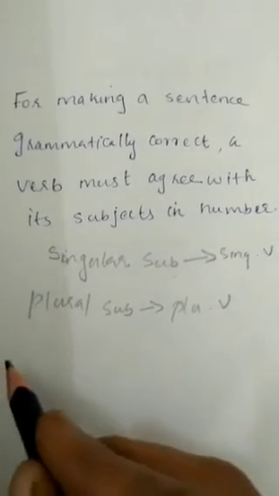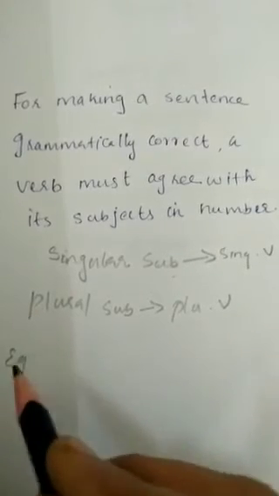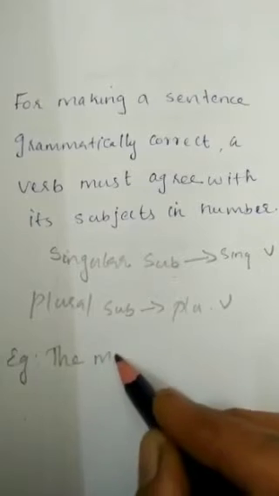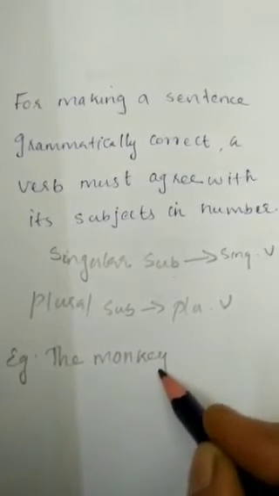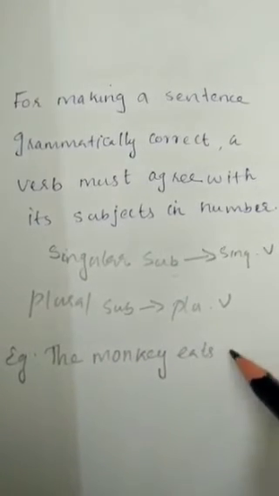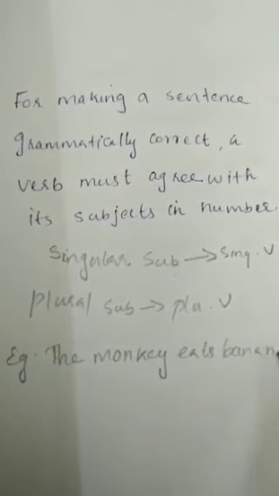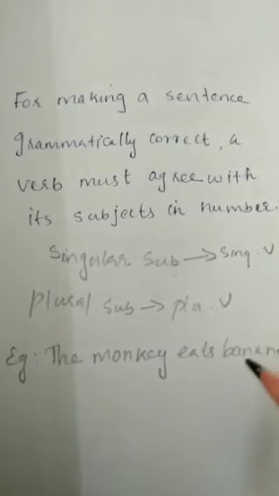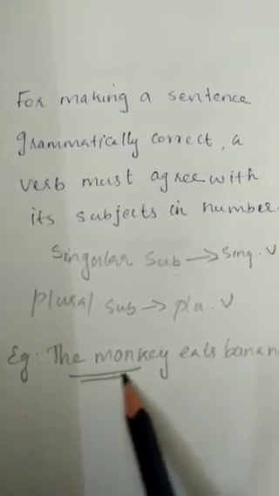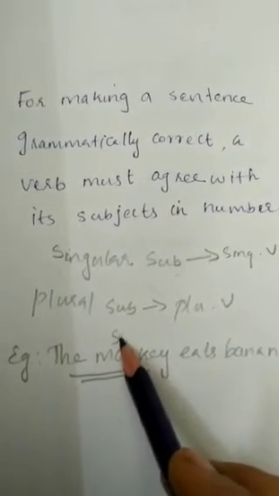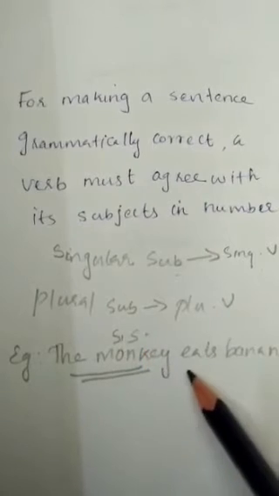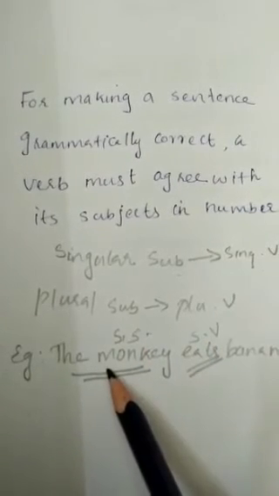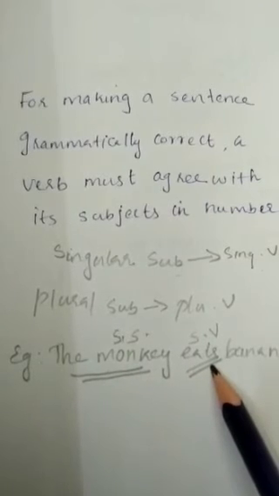For example, let me tell you, the monkey eats banana. Okay, the monkey eats banana. The monkey is a singular subject here, isn't it? Singular subject. So eats is the singular verb. So a singular subject should take a singular verb.